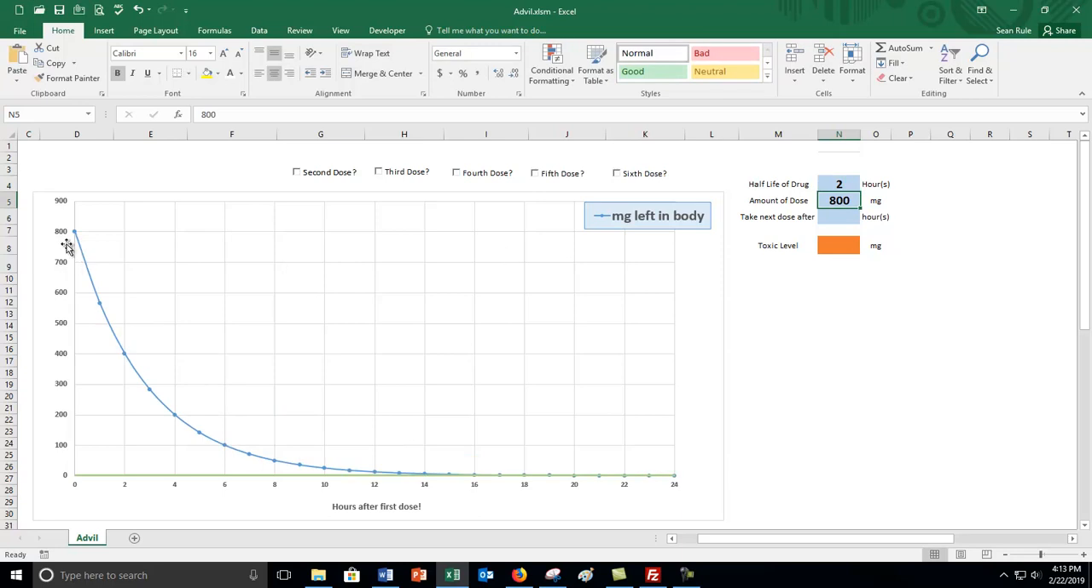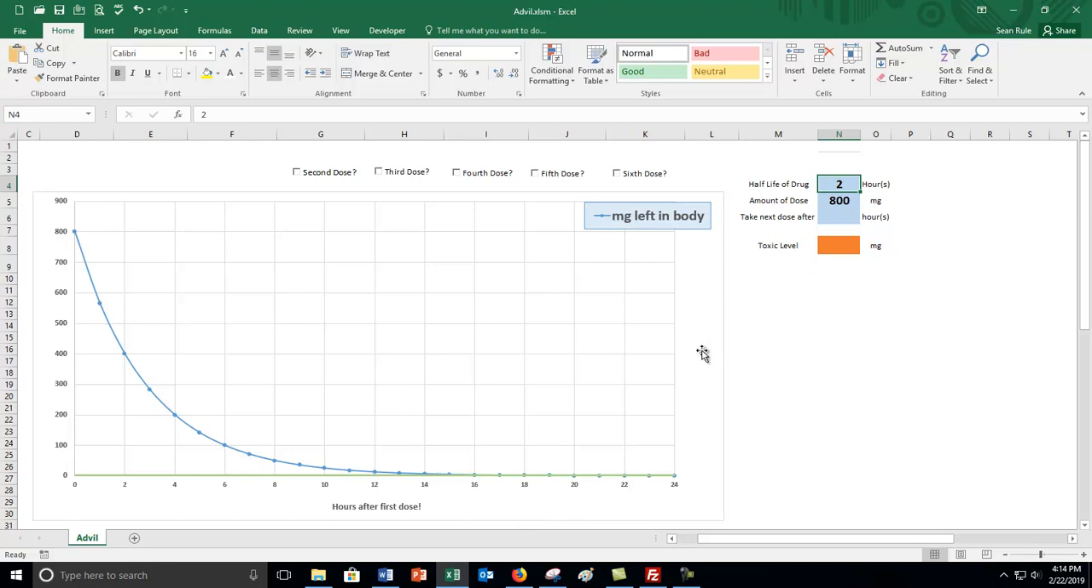So what you're seeing here is if you start with 800 milligrams, I threw that number in as a placeholder. At the beginning you have 800 milligrams. 2 hours later, half of it's gone, and this is the pattern it falls through. 2 hours after that, half more is gone. So it went from 800 to 400, then 400 to 200, 200 to 100. Every 2 hours it halves again. 100 to 50, 50 to 25, and so forth.